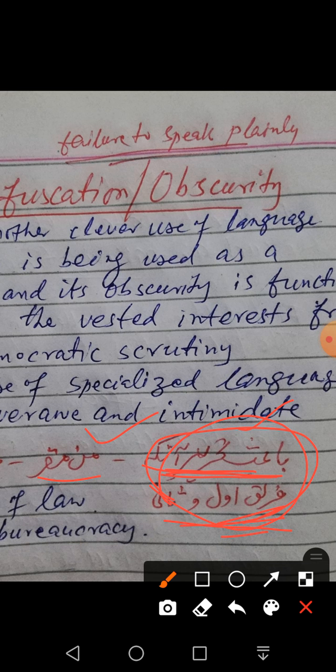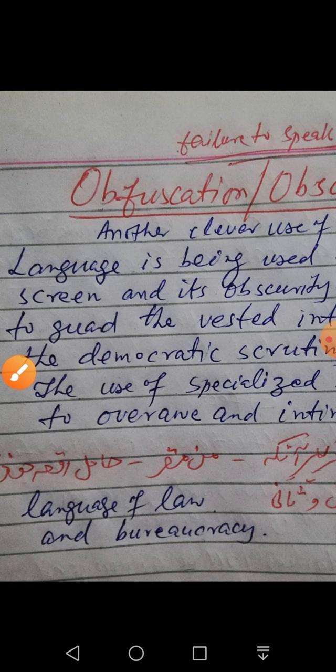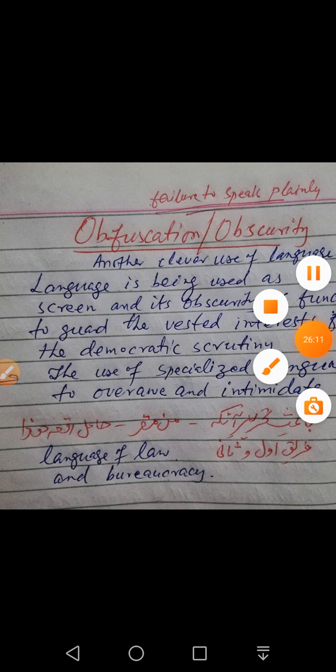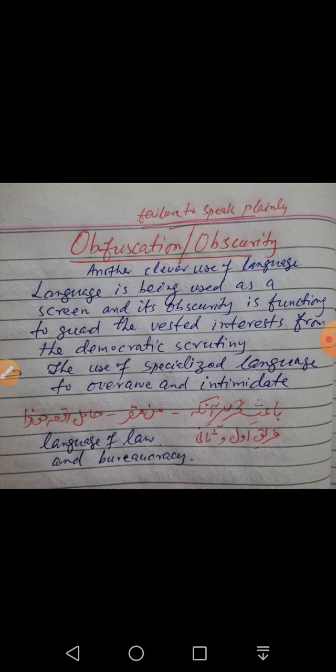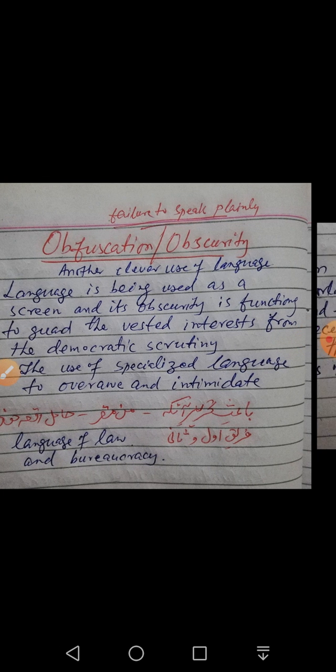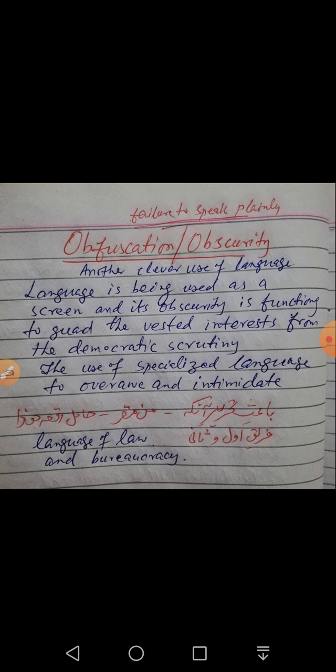Same is the case with legal documents, and the barristers and lawyers, they use very technical language. So let me read. Another clever use of language is that language is being used as a screen, and its obscurity is functioning to guard the vested interest from democratic scrutiny. The use of specialized language to overawe and intimidate. Overawe means to impress someone too much; intimidate means to keep someone scared.